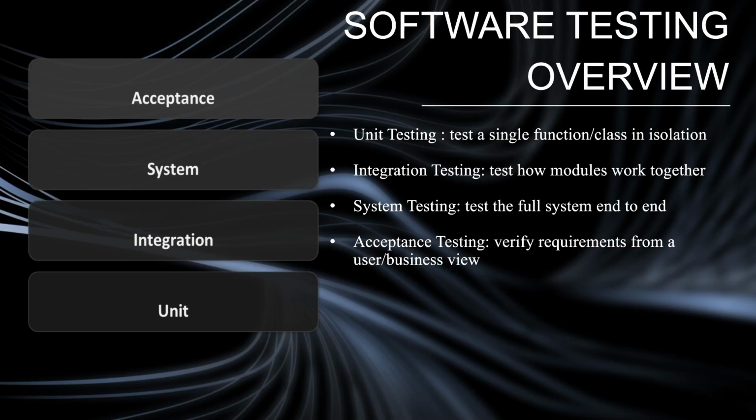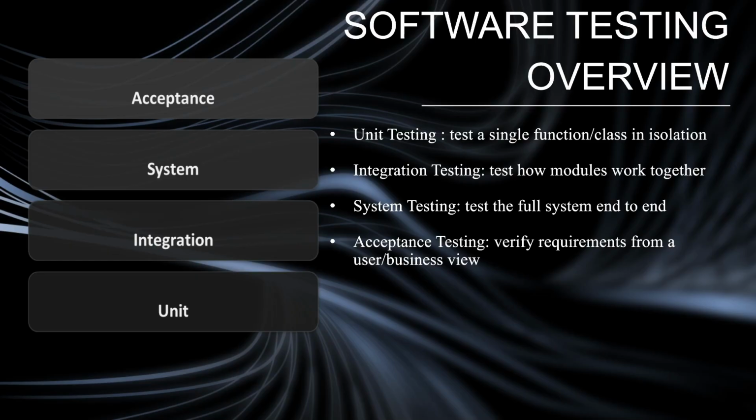So, some software testing overview. Before zooming into unit testing, I want to place it inside the overall software testing picture. There are multiple levels of testing. The most common set is unit testing, integration testing, system testing, and acceptance testing. Unit testing is at the smallest level. You test one unit of behavior, like a single method or class, with controlled inputs and expected outputs.